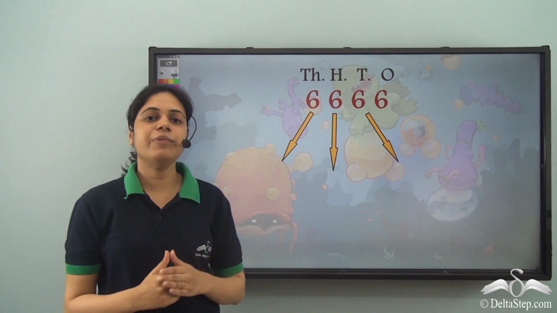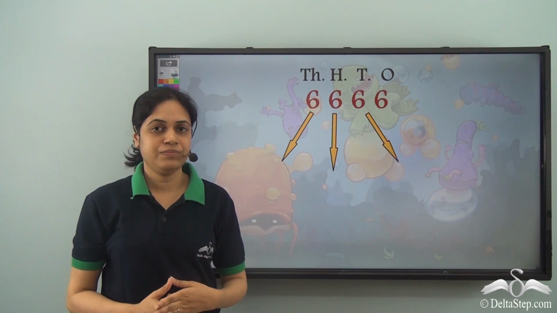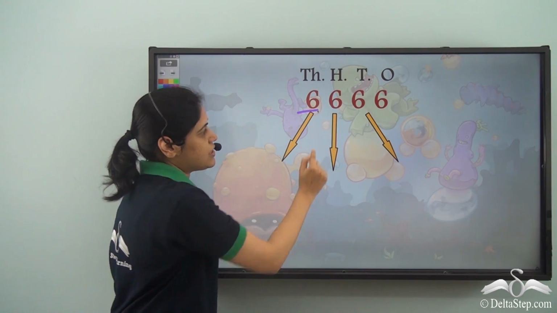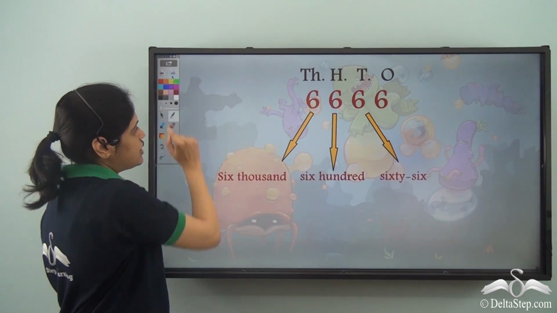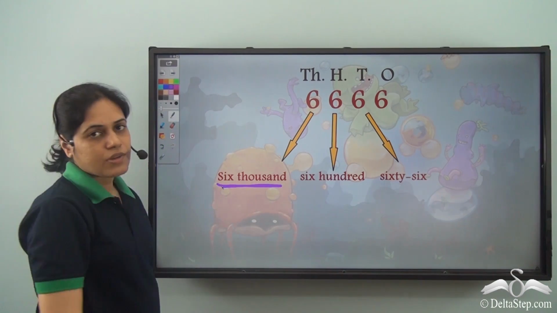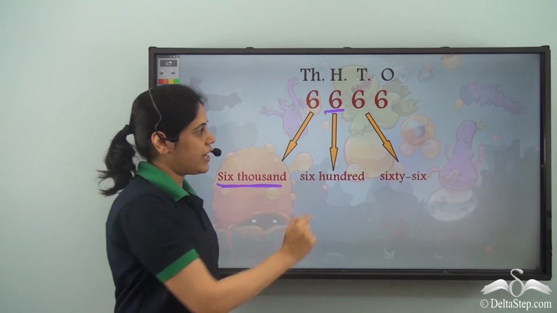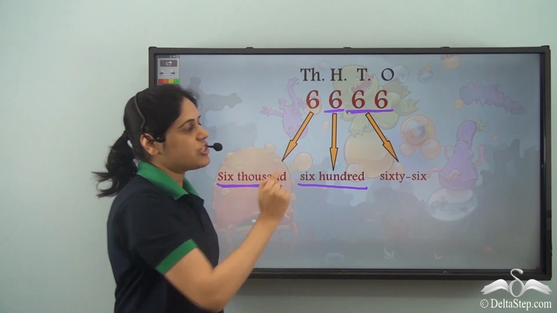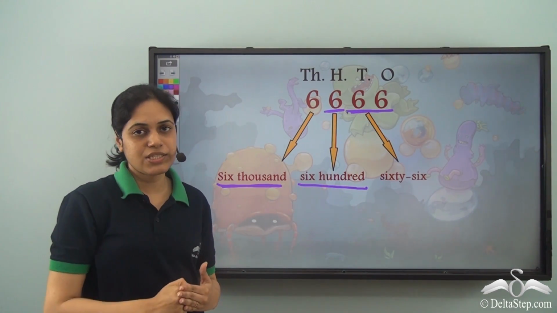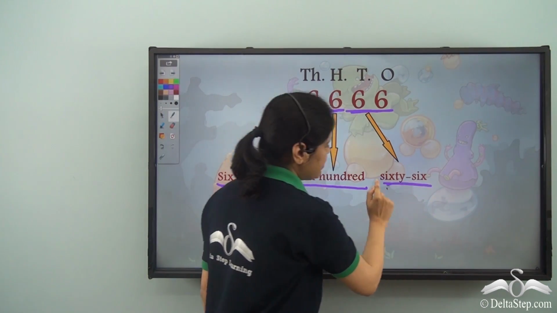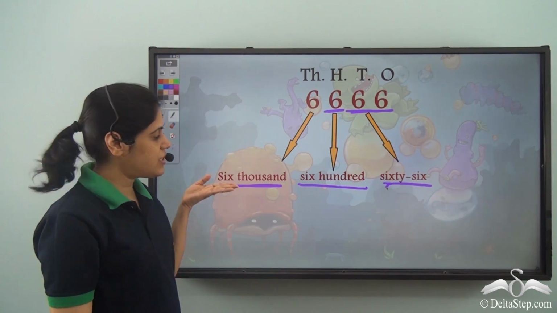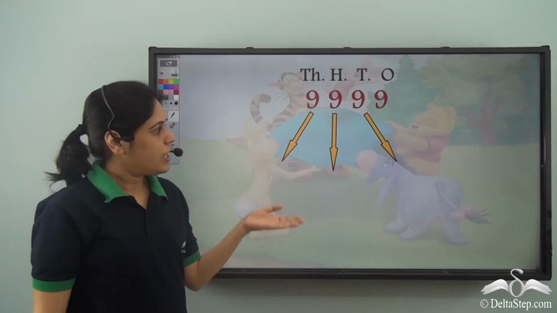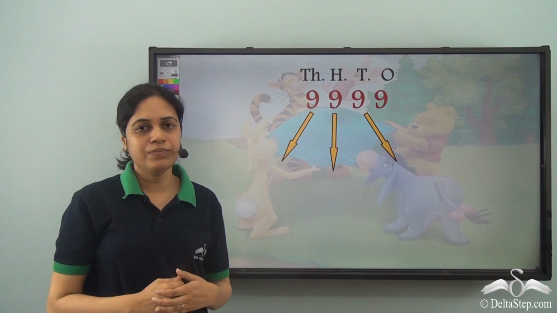Now can you tell me the number name of this number? Well, thousands digit is 6. So this is 6000. Hundreds digit is 6 again. So 600. Tens and ones digit are 66. So the number name is six thousand six hundred sixty-six.